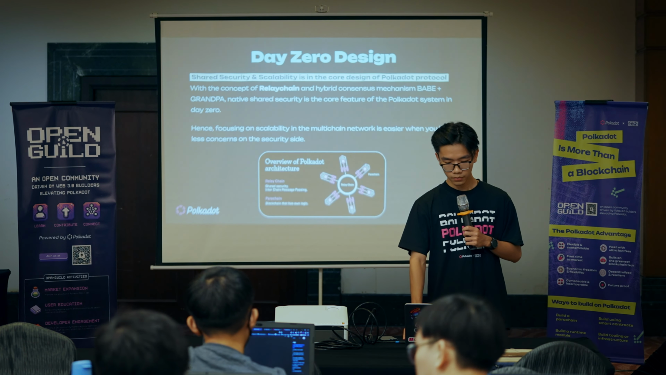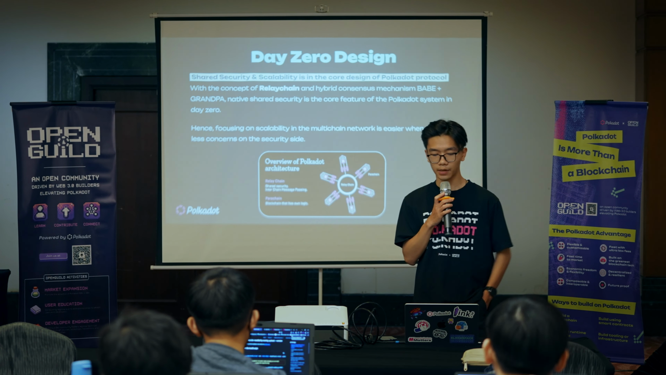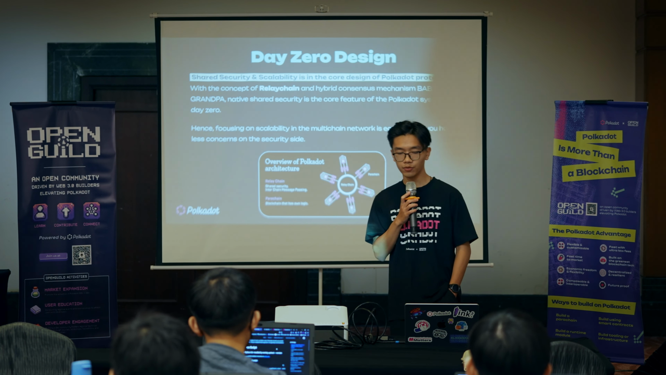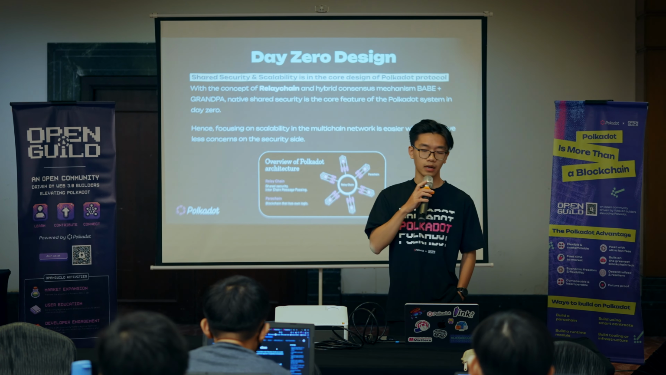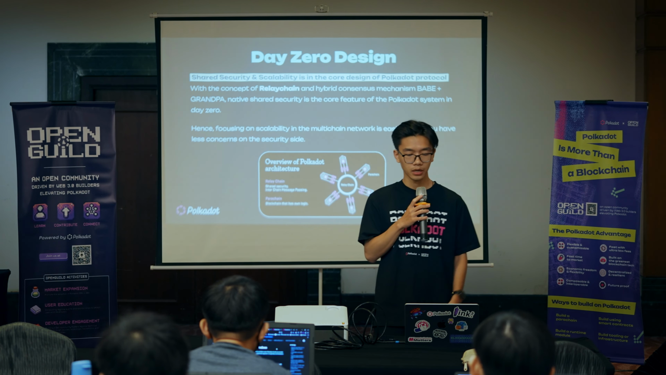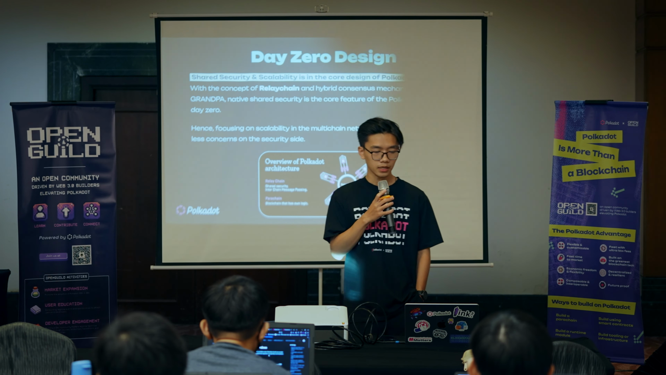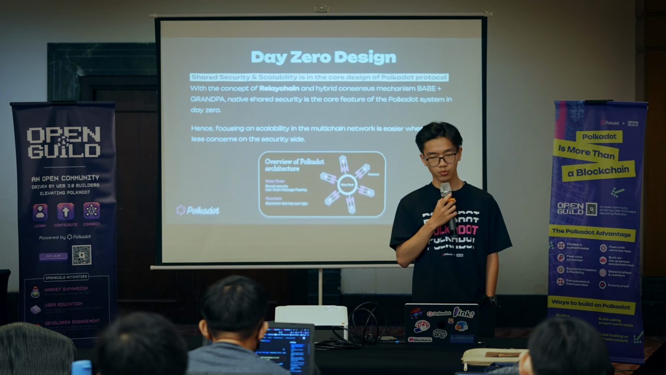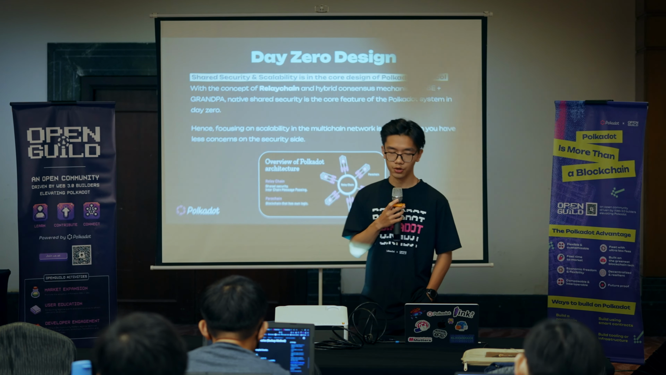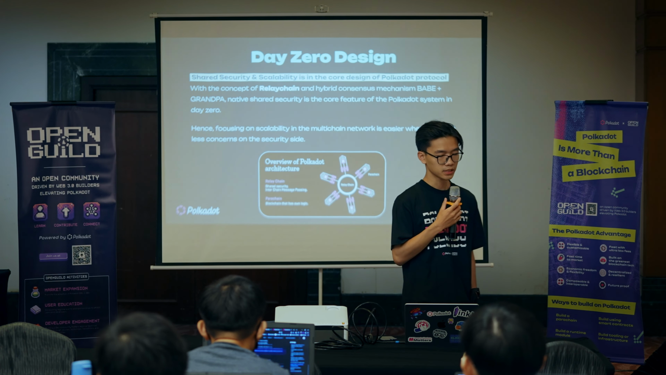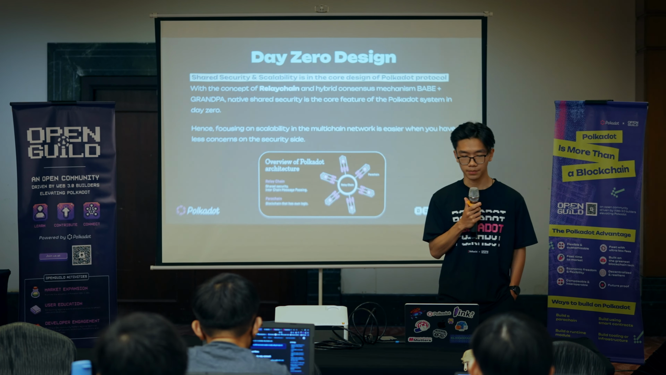Yeah. So in the day zero design, shared security and scalability are in the core design of the Polkadot protocol. In the relay chain, we have the concept of hybrid consensus mechanisms, called BABE and GRANDPA. Just imagine BABE is for block production and GRANDPA is for block finality. This hybrid consensus gives a very secure block finalization, but also optimistic block production. In that way, native security is a core feature of the Polkadot system from day zero.